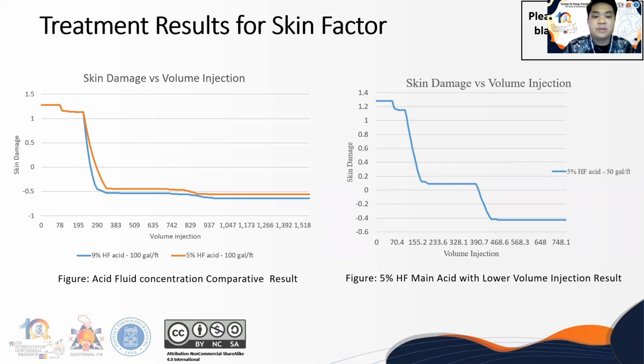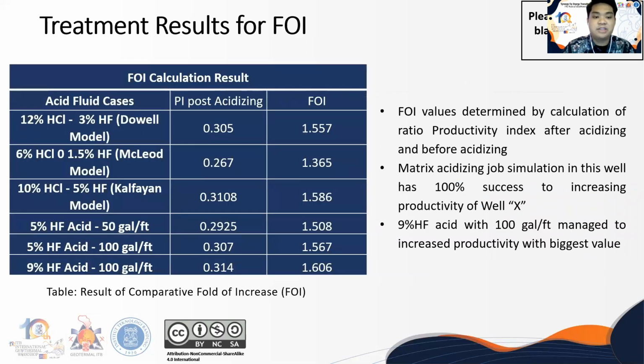Then in the graph on the right, the value of 5% HF acid when the rate is reduced by half to 50 gallon per feet shows that the skin factor in this well has been successfully reduced to the range of minus 0.4, or rather minus 0.43. Besides skin factor, another result compared in this study is fold of increase.